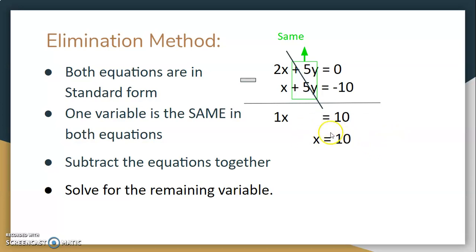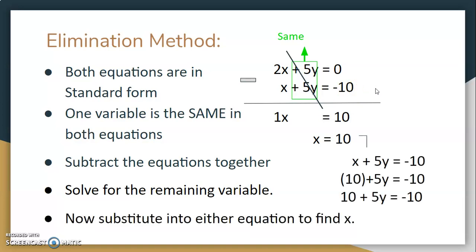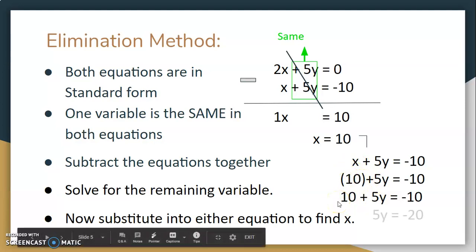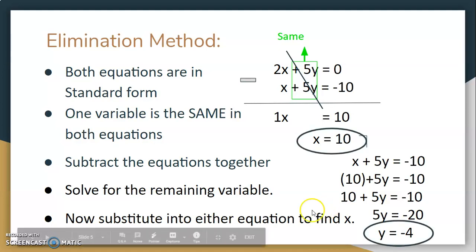Again, take the 10, the variable that I just found, and plug it into either one of these equations to find the other variable, y. Now, I'm choosing to use equation 2, but you could use any equation you wanted to, either the first or the second. So I'm going to plug in the 10 here. And now if I subtract 10 from both sides and divide by 5, I find out that y is equal to negative 4. So the solution for this system is x equals 10 and y equals negative 4.